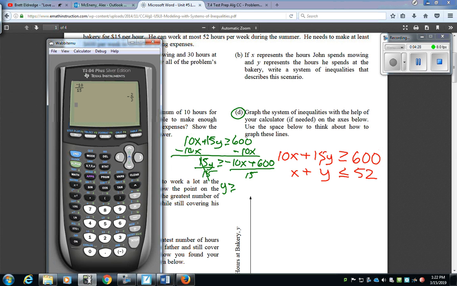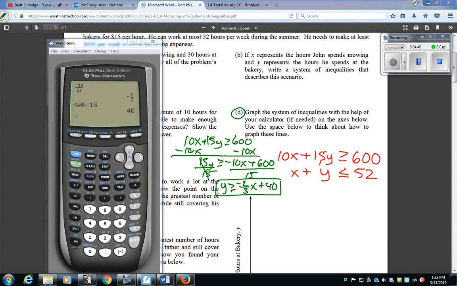Which ends up being negative 2/3. And then we have 600 divided by 15, which ends up being 40. So that's one of our inequalities that we're going to graph.